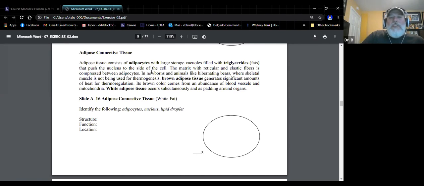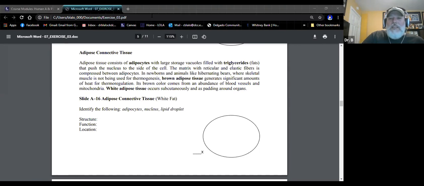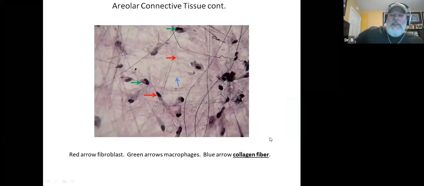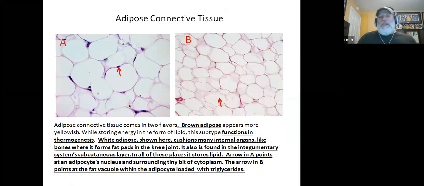So let's take a look at our adipocytes and our adipose tissue. Now, adipose tissue to me is one of the easier tissues to identify because adipose tissue kind of looks like pink soap bubbles. If you were to blow bubbles and they were all kind of connected together, this is kind of what it would look like.